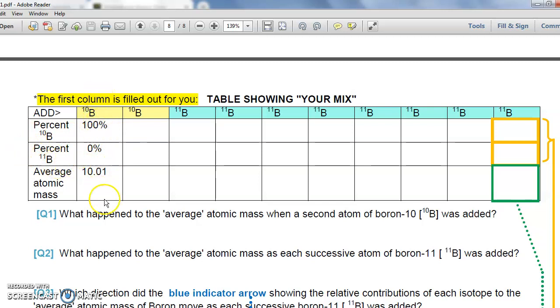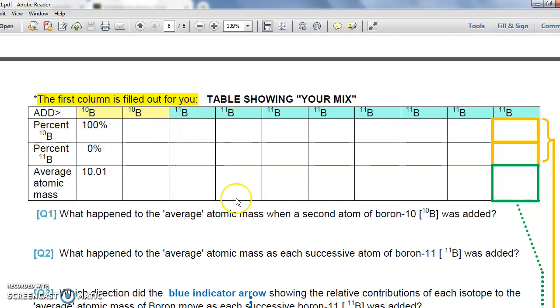So this is already filled out. The first column's for you. When you put one boron 10 in there, 100% of the atoms are boron 10, 0% are boron 11, because you haven't added any boron 11, and it tells you the atomic mass. On this part of the table, you only need to keep 4 numbers. You only go out to the 100th place on this. Then you add a boron 10 and see what happens to the percents of each and the atomic mass.